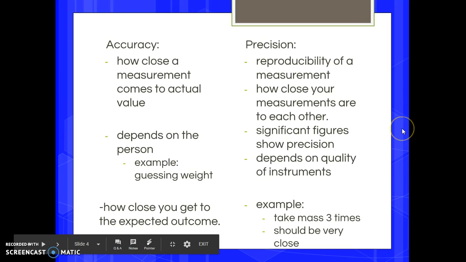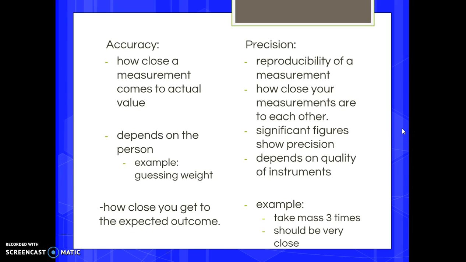Our next two terms, accuracy versus precision, we're going to spend a little bit more time talking about. Accuracy is how close a measurement comes to the actual value. It's how close you are to the correct answer. So if somebody is 6 foot tall and I guess that they're 5'2", I'm not very accurate because I'm not close to that actual value or the correct answer. It depends on the person. So for example, if you're guessing weight or guessing height, it just depends on the individual person. If your goal is to get an A on a test and you get a C, that's not very accurate. It's how close you get to the expected outcome.